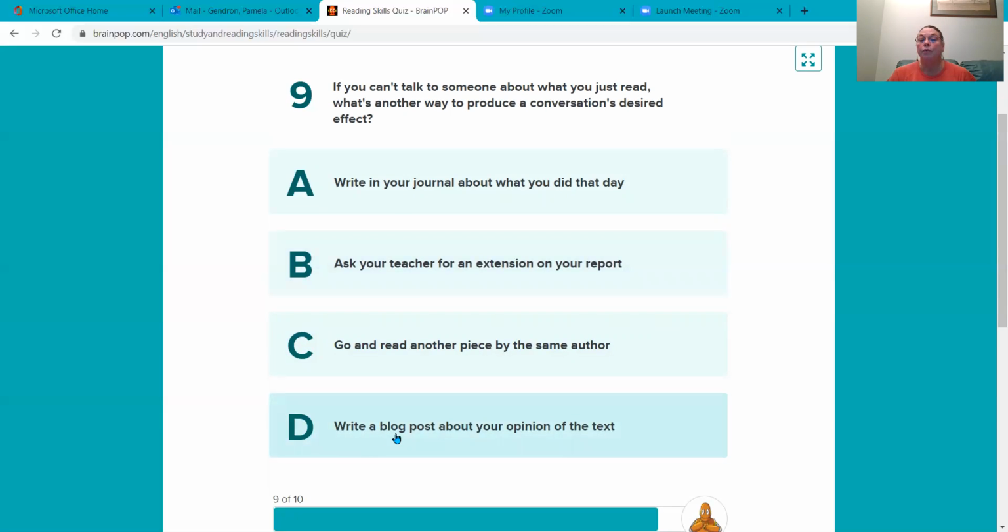So D, you can write a blog post about your opinion of the text. And on a blog, other people can comment, so they can, in essence, have a conversation with you. So we'll say D.